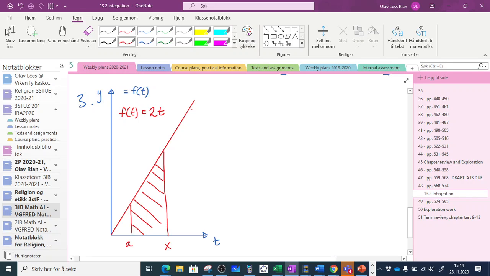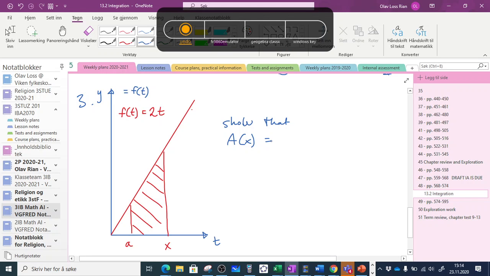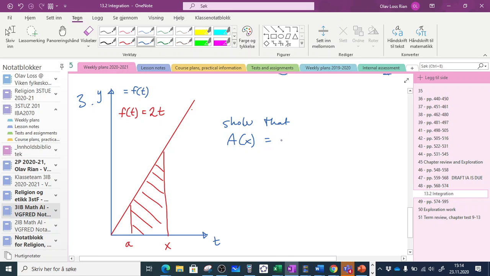And here we are asked to show that the area function is equal to x squared minus a squared.